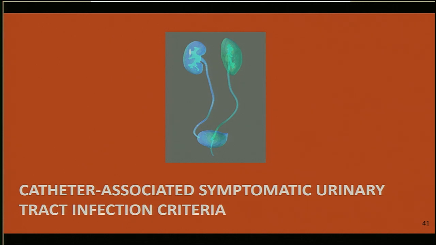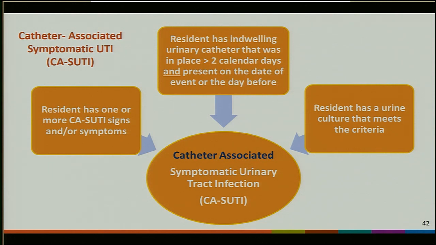Okay, we're going to switch gears a little bit now and move on to catheter-associated urinary tract infection. So this is SUTI. Here's the figure again. So again, you're going to assess if the resident had that indwelling urinary device, and if not, was there one in place in the previous 2 calendar days? And then you're going to make sure you have that qualifying urine culture, right? And then you're going to look at your signs and symptoms.